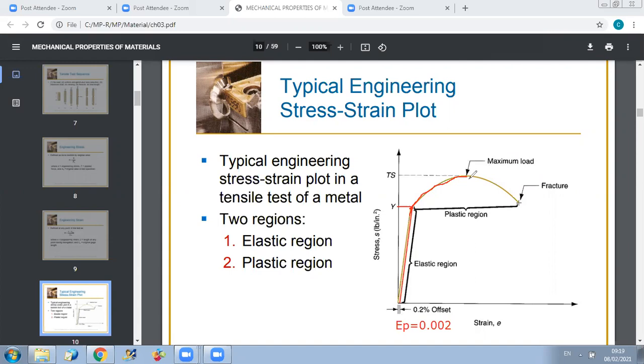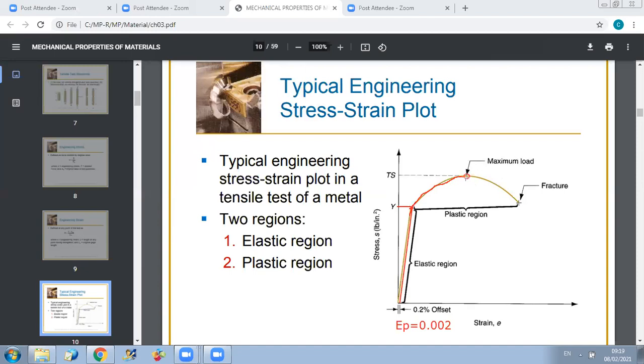Now, also in the plastic region, we have two phases. We have a phase of increase of the stress until reaching a maximum point of stress. This is the tensile strength, which is the maximum stress. And at this point, we reach the maximum load because we have seen together that the engineering stress is directly proportional to F. So the maximum of the stress here will correspond to the maximum load.